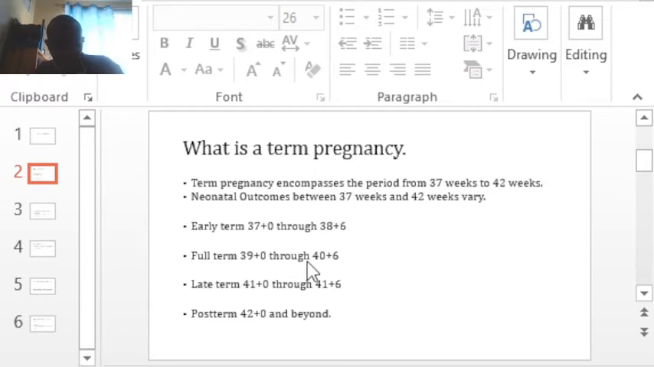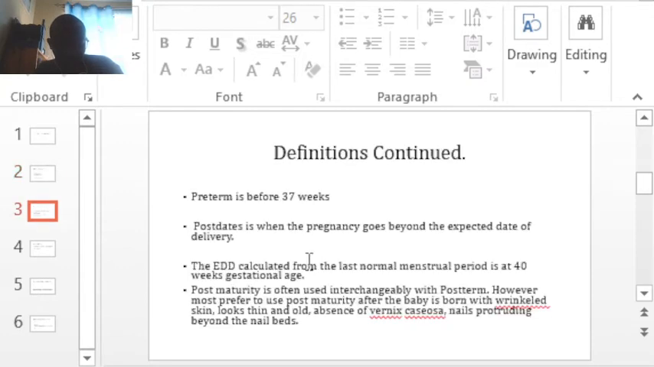So term pregnancy has been further classified into early term, full term, late term, and post term. Early term ranges from 37 plus 0 through to 38 plus 6. Full term ranges from 39 plus 0 through to 40 plus 6. Late term ranges from 41 plus 0 through to 41 plus 6. And post term ranges from 42 and beyond.